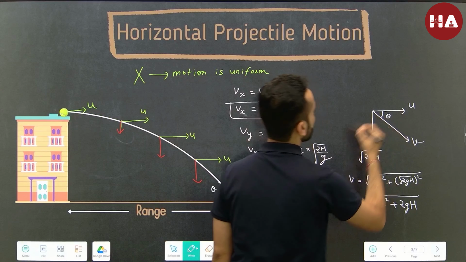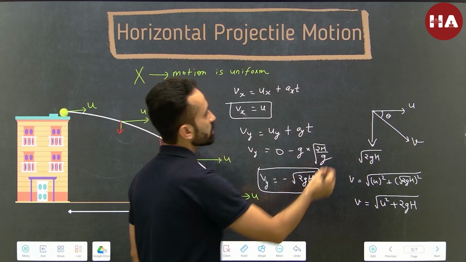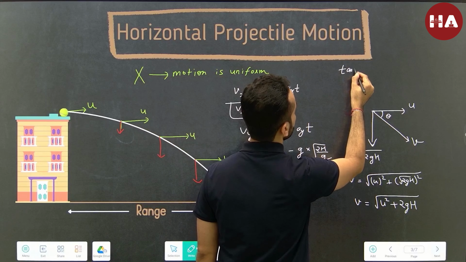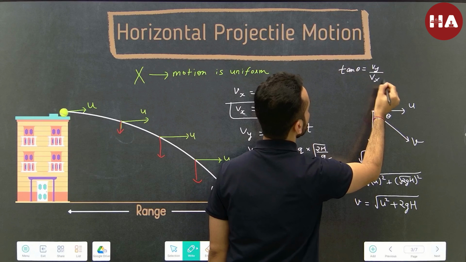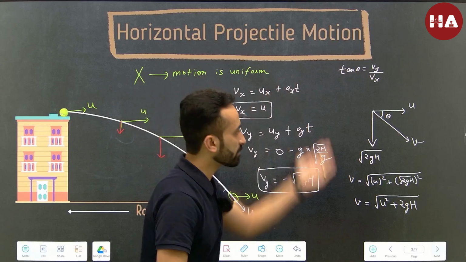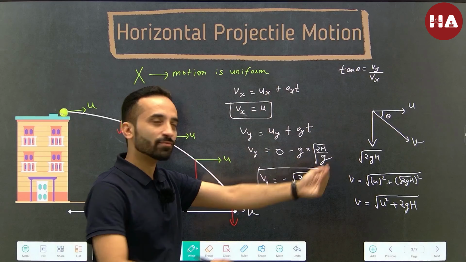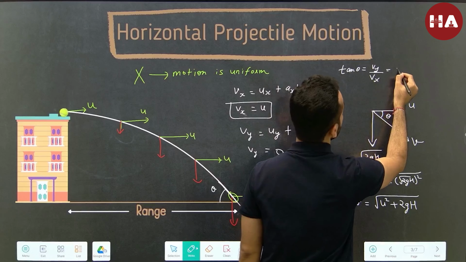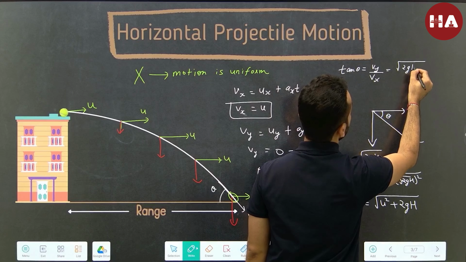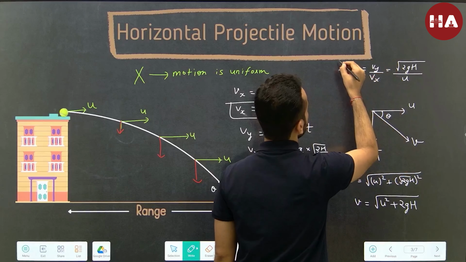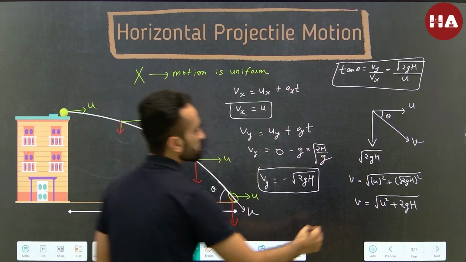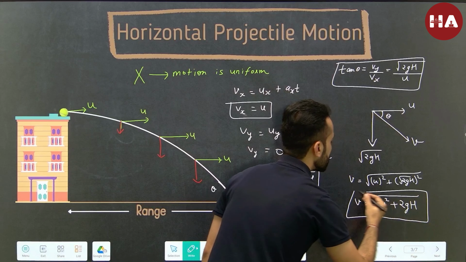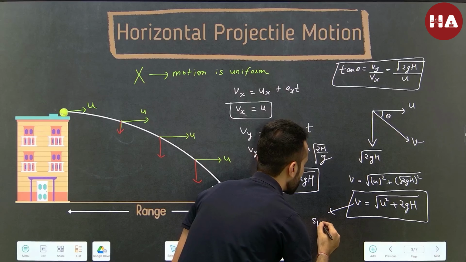Then this theta with the ground you can calculate using tan theta. So tan theta is going to be Vy over Vx, that is the y velocity over the x velocity. So that is going to be under root of 2gh divided by u. That is the angle of striking. Theta is the angle of striking, and this is the speed of striking.